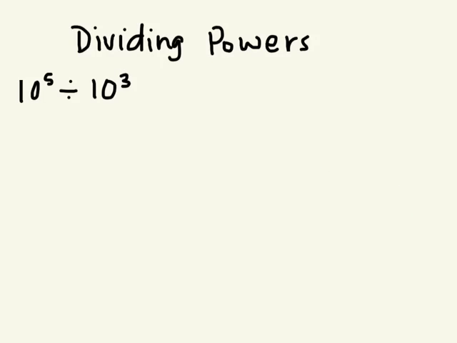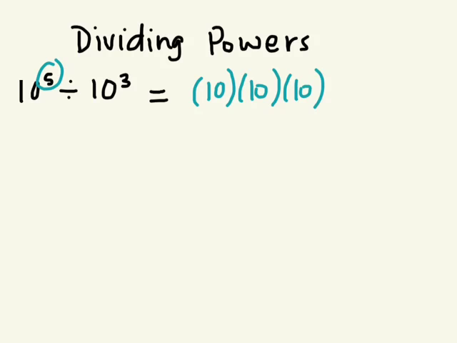You why this rule works when we're dividing powers. So we're going to write 10 to the power of 5 in expanded form as repeated multiplication. So what does that equal to? How many times do I have to write the number 10? Trizanne? 5 times. 1, 2, 3, 4, 5.